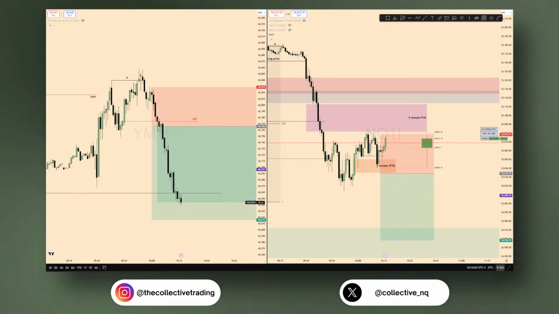Honestly, a good displacement leg higher would be good, because then it would offer a potential inversion and also a better order block. Ooh, let me get a trade.